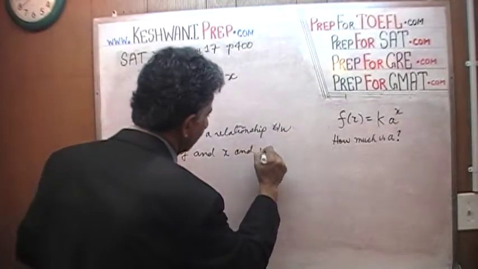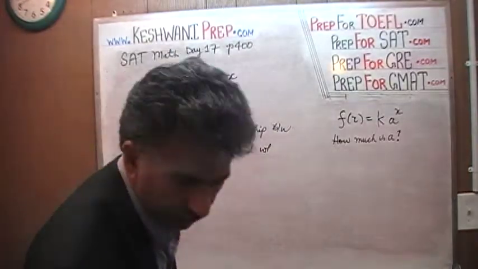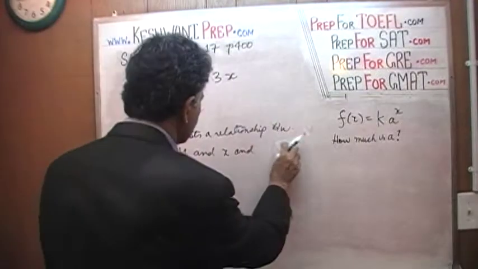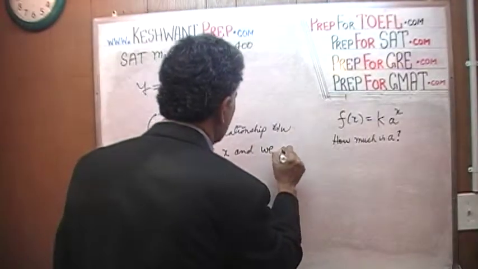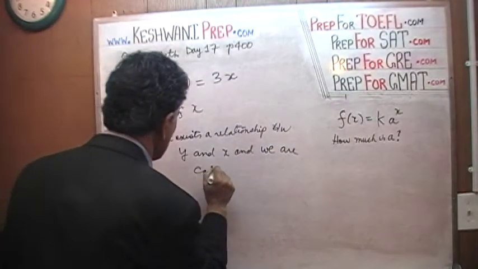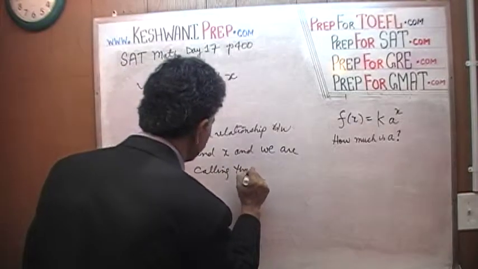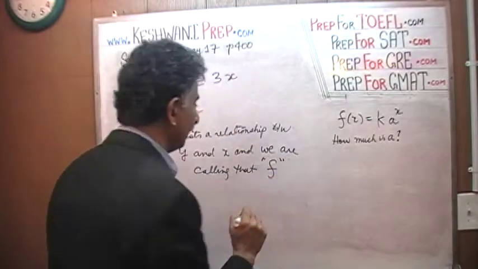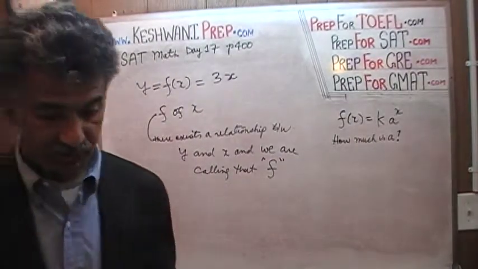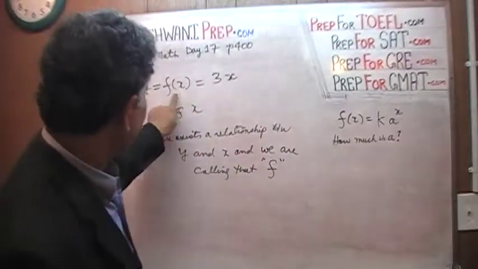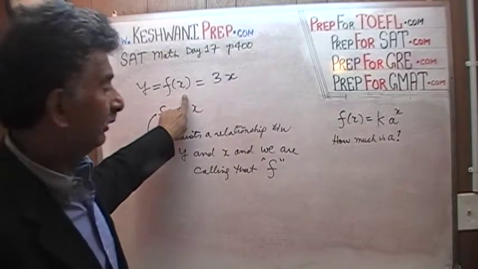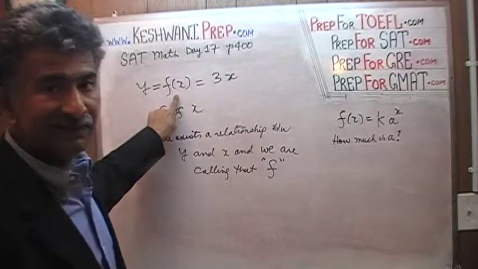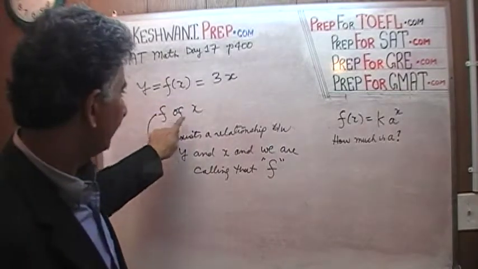And we are calling that relationship, we are giving it a name, we are calling that relationship f. F is the name of the relationship, that's all it is. It is not f times 3, obviously. This is how we write it. This is read as f of x.